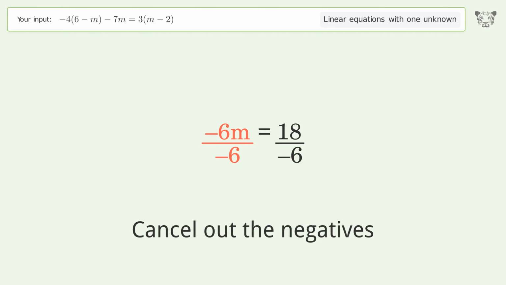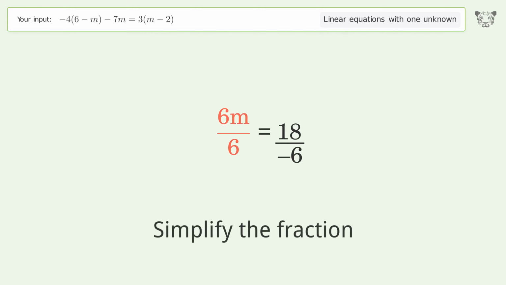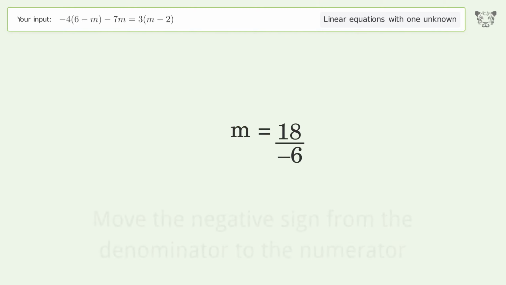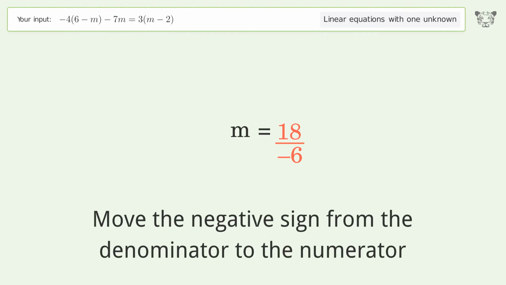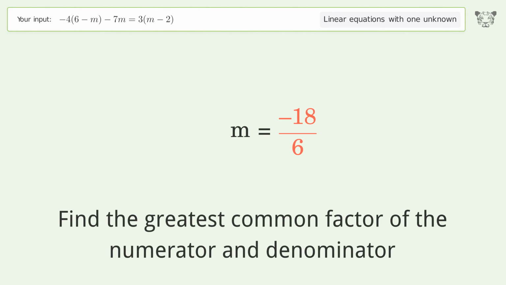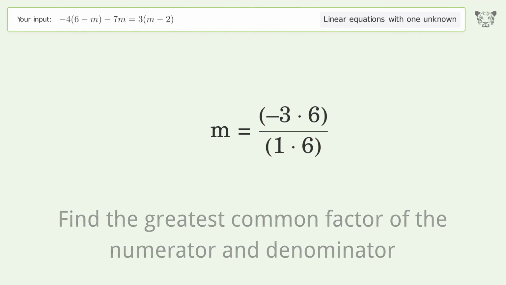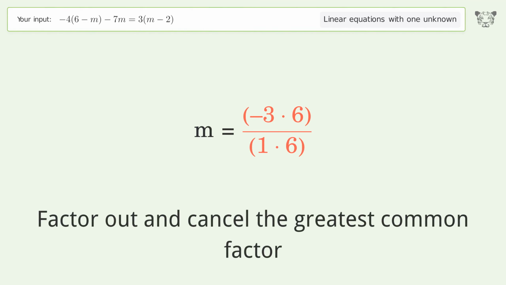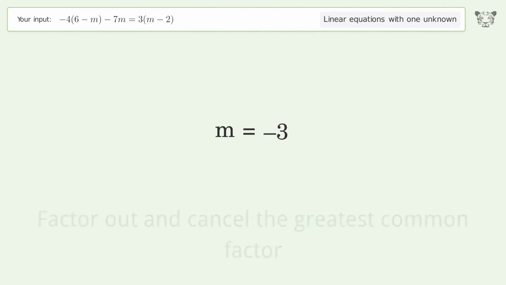Cancel out the negatives. Simplify the fraction. Move the negative sign from the denominator to the numerator. Find the greatest common factor of the numerator and denominator. Factor out and cancel the greatest common factor. And so the final result is m equals -3.